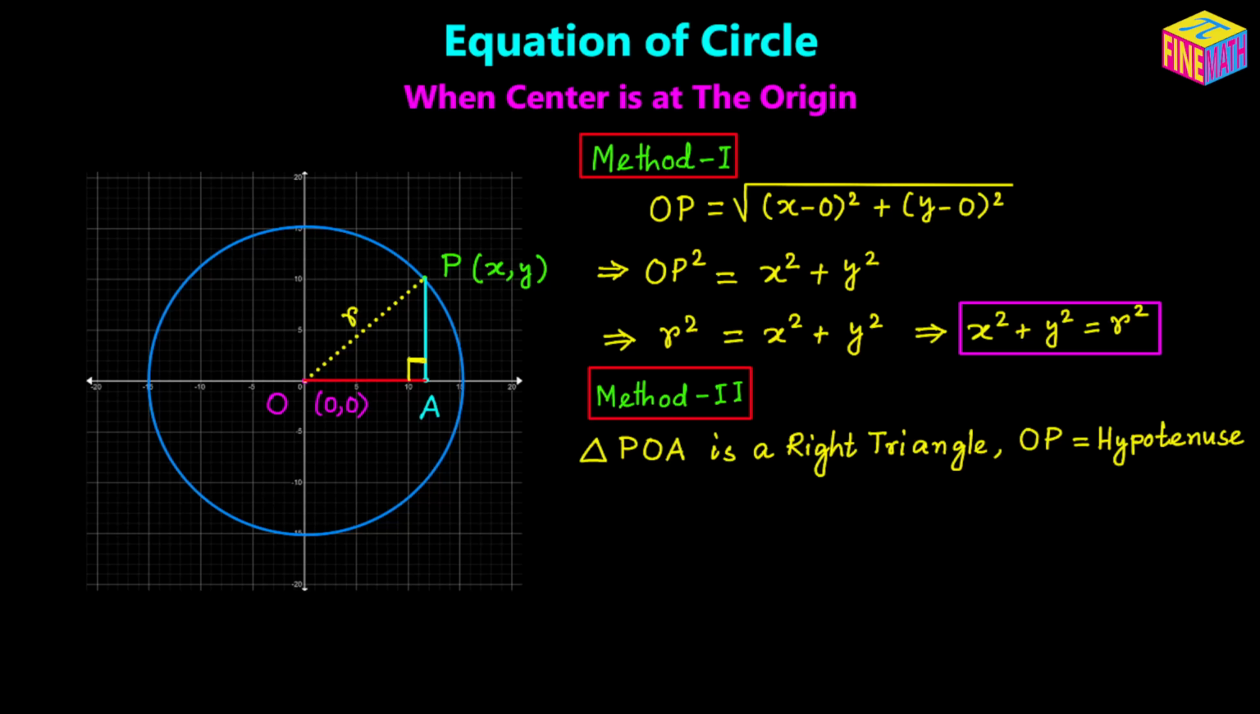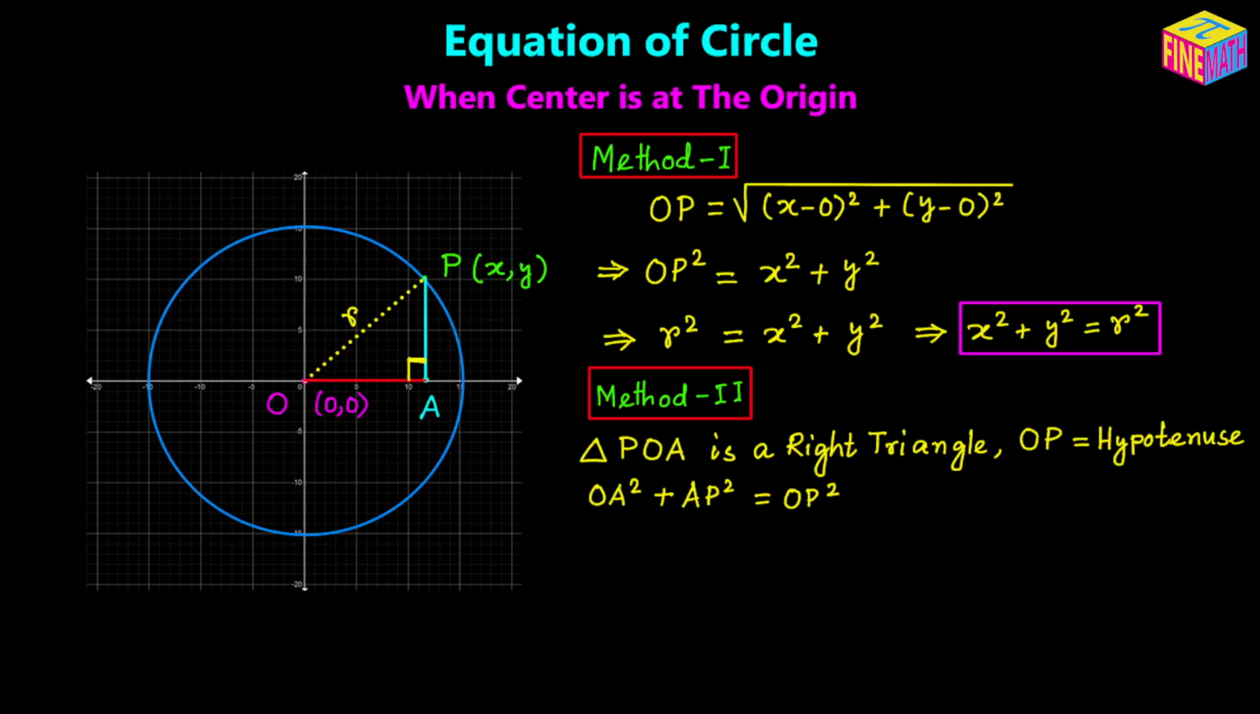And then we can consider OP as the hypotenuse, which is equal to r, the radius of this circle. And what is that length OA? Well, OA is actually the x coordinate of the point P. So OA is equal to x. And what about AP? Well, AP is actually the y coordinate of the point P. So AP is equal to y. Now, if we use the Pythagorean theorem on this particular right triangle, then can we say that OA squared plus AP squared would be equal to OP squared?